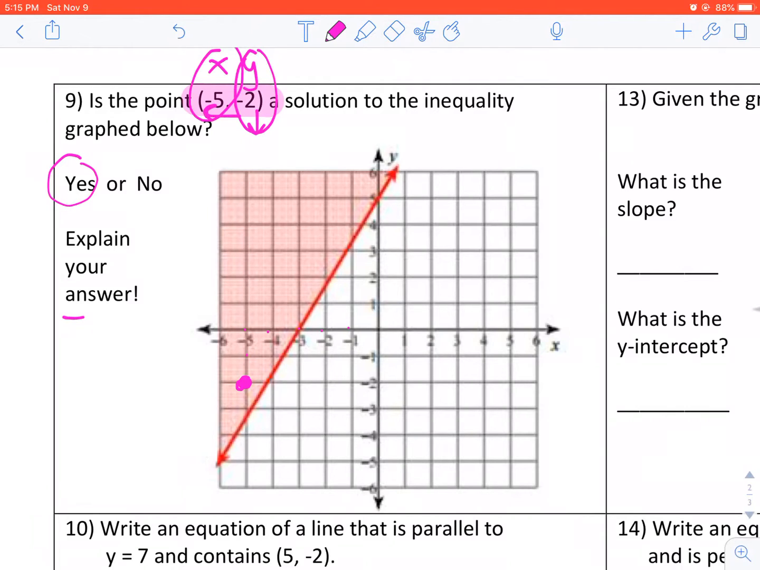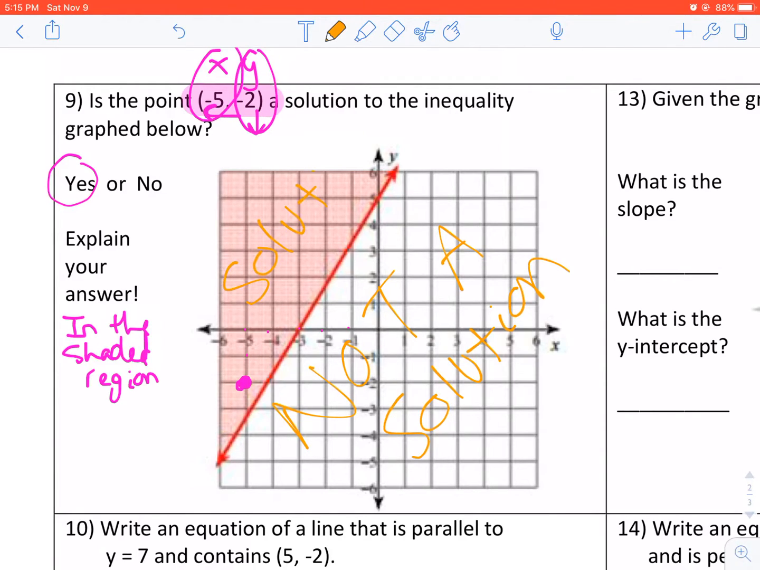Because it's in the shaded region. So when is it not a solution? Anything that is located out here is going to be not a solution. Anything over here will be a solution. You also have this solid line. Anything on this solid line will be a solution.